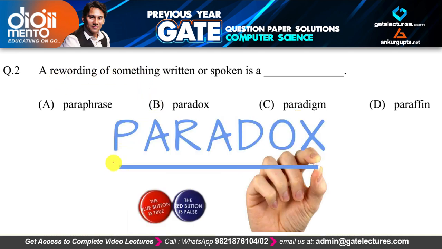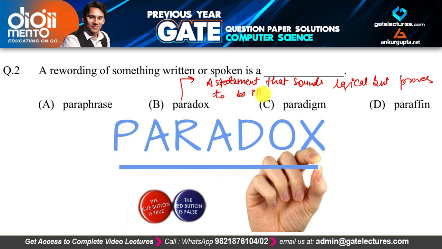So you can see paradox is a statement that sounds logical but proves to be illogical. So let me just write it down here so that you can use it for your understanding. Paradox means a statement that sounds logical, but proves to be illogical when investigated. That is called a paradox.